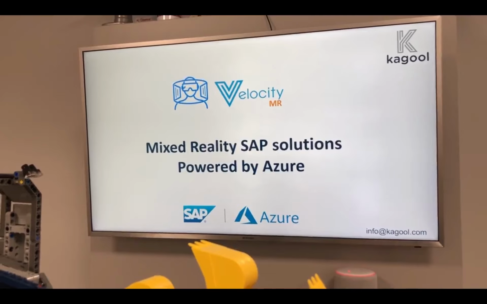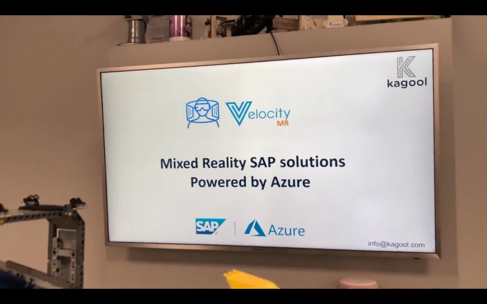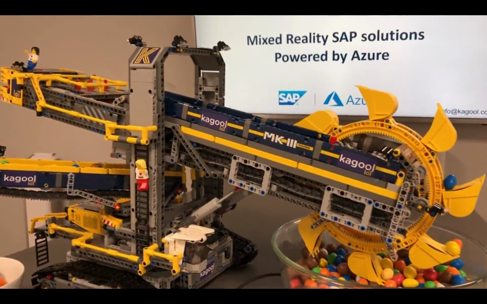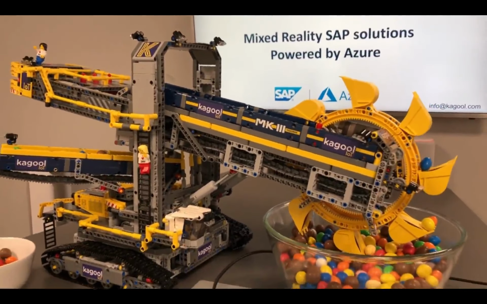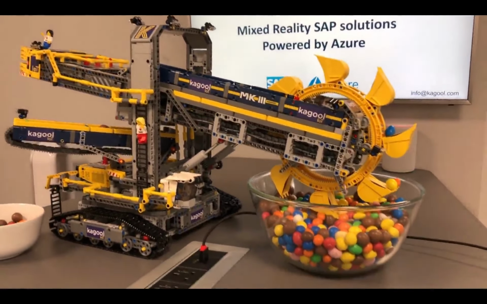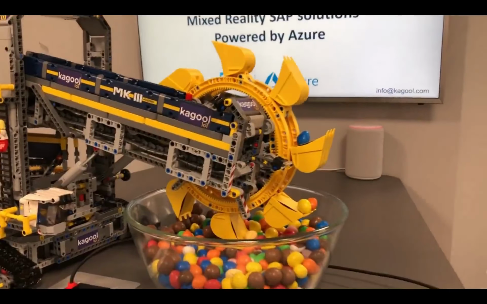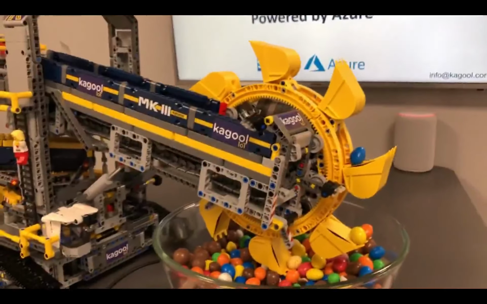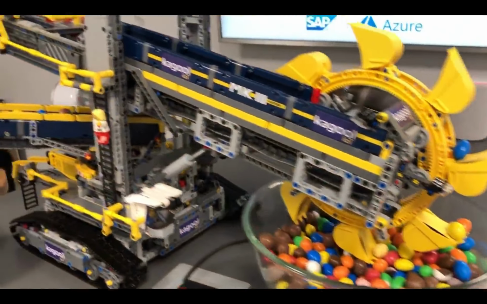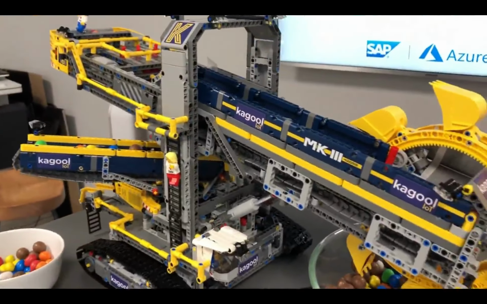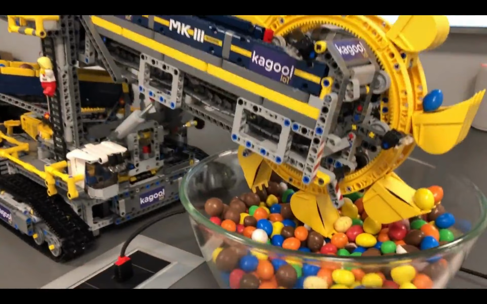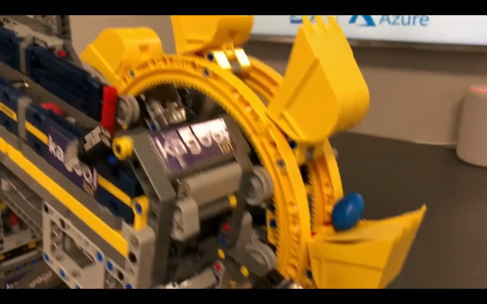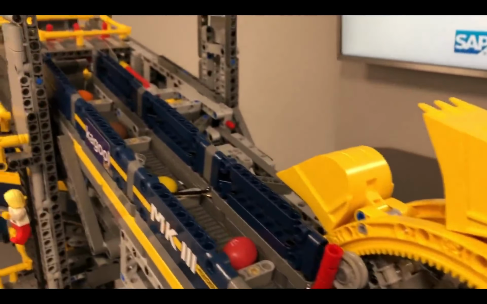So I've got an example model to show you. If we just zoom out a little bit, anybody that's familiar with Kagool at some of the events that we do in the UK may be familiar with this contraption. It's a simulation of a production manufacturing scenario. It's an electronic Lego kit which mines different coloured Smarties, M&Ms, etc. They go up the scoops and up this conveyor belt.